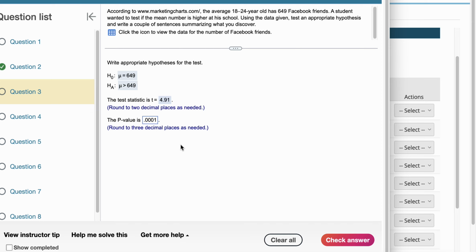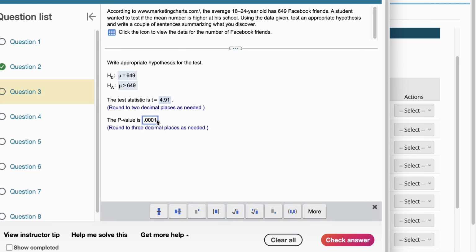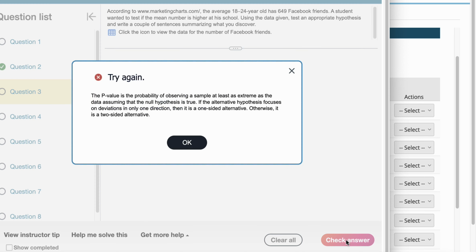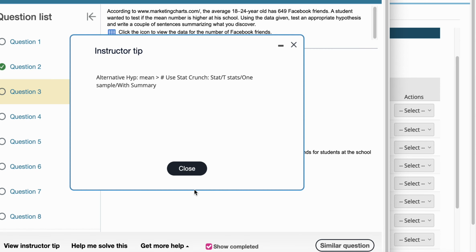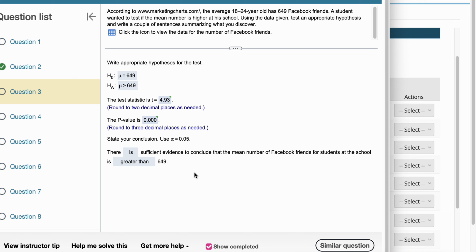What? Round to 3 decimal places. Was there an extra 0 in there? I'm annoyed with this. I'm going to show completed. What did they want? Close. I should have put just 0.000. Oh gosh.